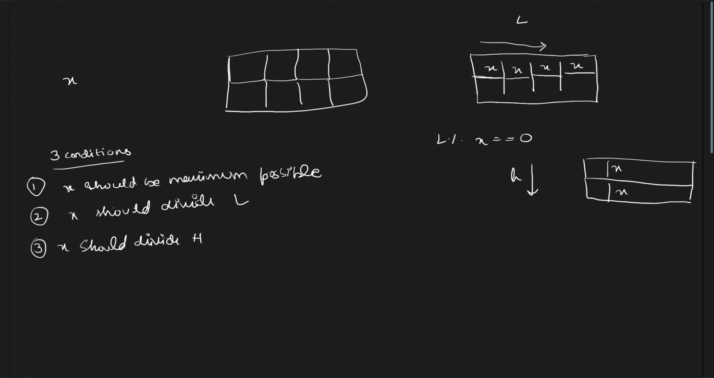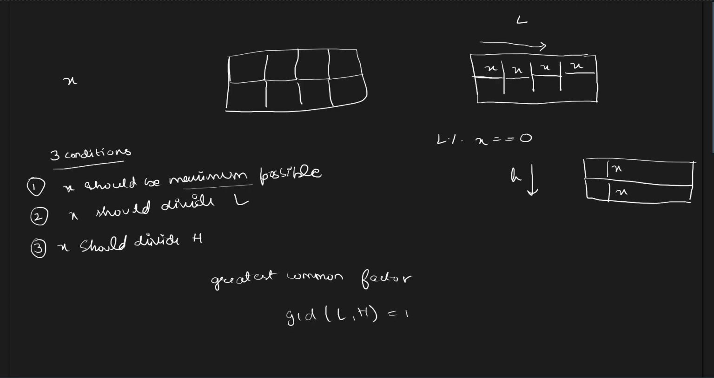What is an x such that it should be the maximum possible? It should divide L and it should divide H. If a number x divides L and x divides H also, that means it is a common factor of both L and H, right? It should be the maximum possible, so we have to find the greatest common factor. That's it. You just have to find the GCD of L and H.